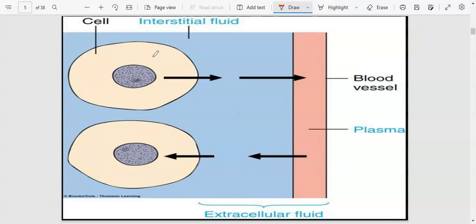All right, so here we are able to see the division of these fluids that we're talking about. We have a cell here. The fluid within the cell is the intracellular fluid, ICF, and everything outside the cells is going to be called the extracellular.